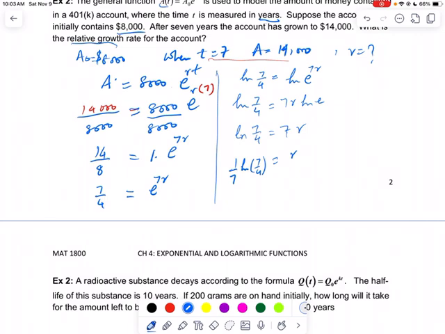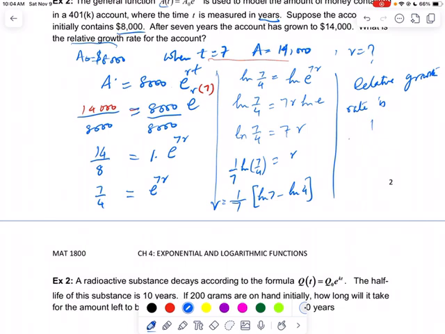So this is how you can leave it. So you can say the relative growth rate, that's what r is called, is 1 over 7 times ln of 7 over 4. Or we can do one more thing here. We can write ln of 7 over 4 as ln of 7 minus ln of 4. So the relative growth rate is ln of 7 minus ln of 4, whole divided by 7. That's how you do this one.